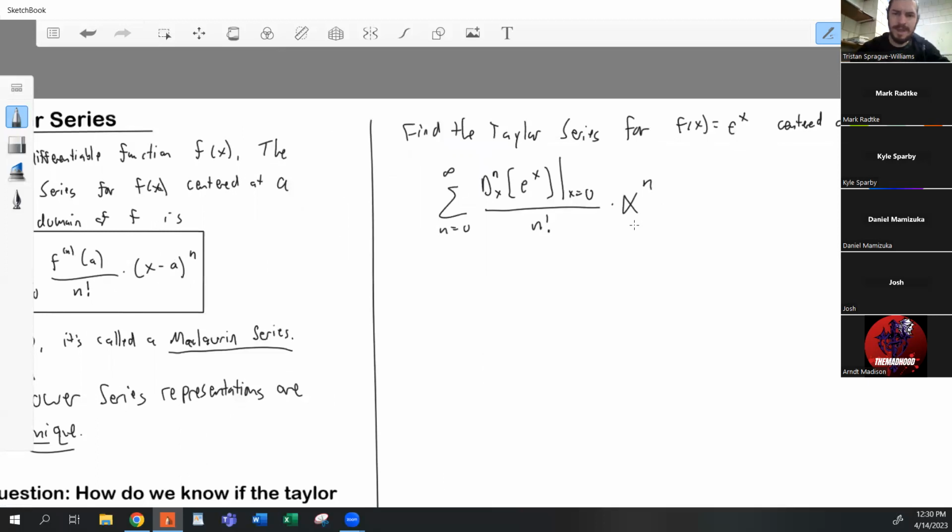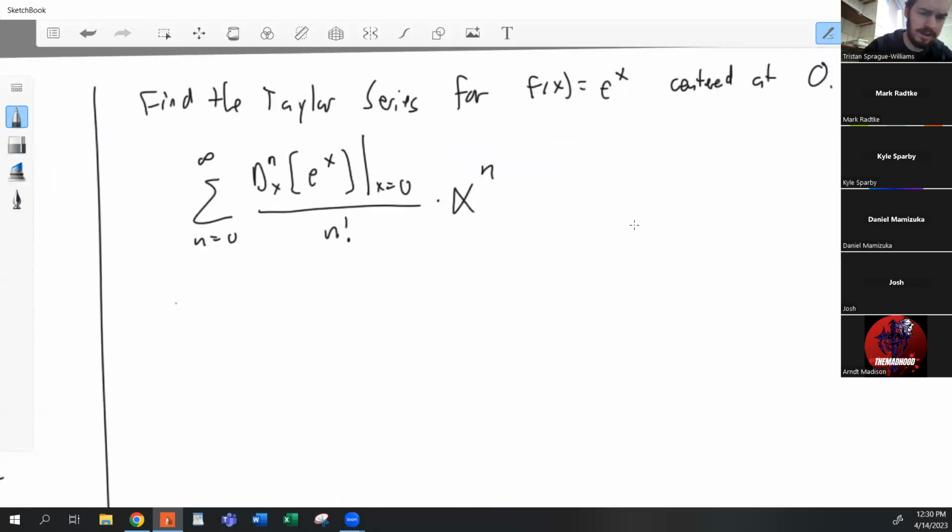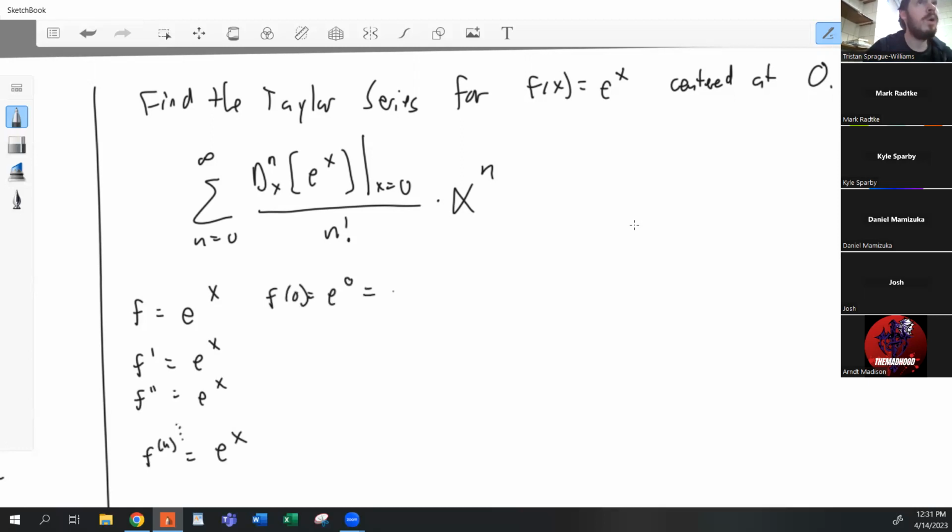Okay, so what is the nth derivative of e to the x going to look like? So if f is e to the x, f prime is e to the x as well, isn't it? e to the x is its own derivative. So the second derivative is also e to the x, and so on. The nth derivative is just e to the x. And all of these at 0 are e to the power 0, which is just 1.